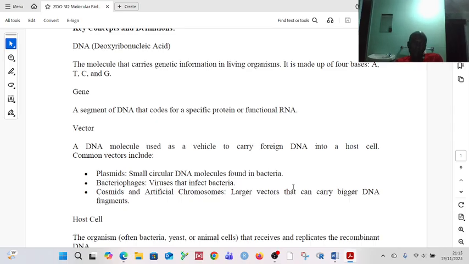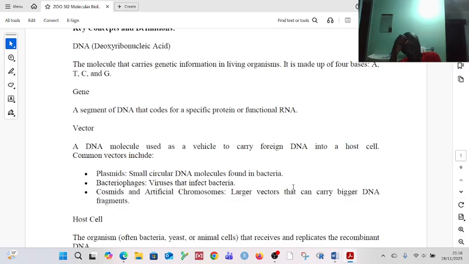Another term that is important in understanding recombinant DNA technology is the term that we always call a gene. So what is a gene? A gene is a segment of DNA that codes for a specific protein. So it is a coding region of a DNA sequence, or a functional unit of inheritance.